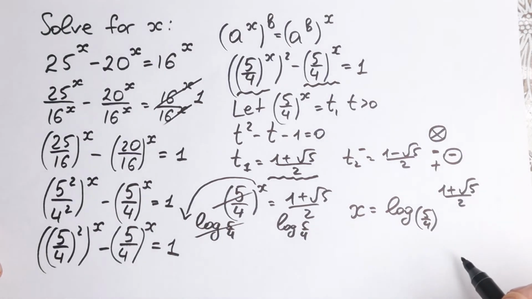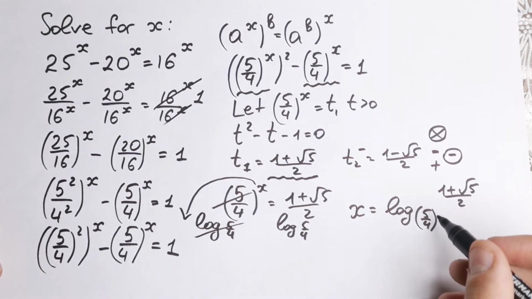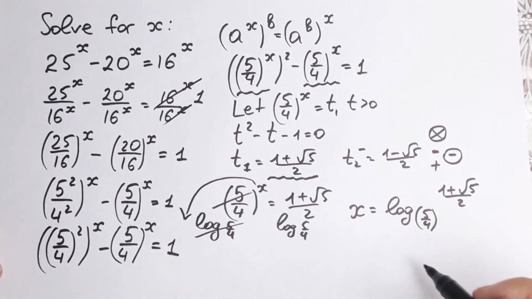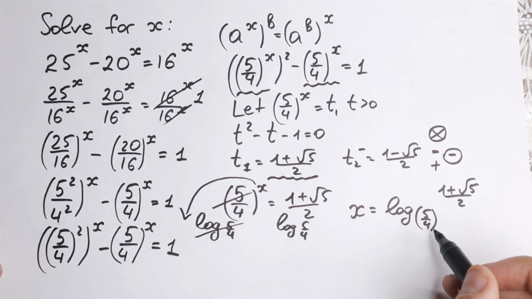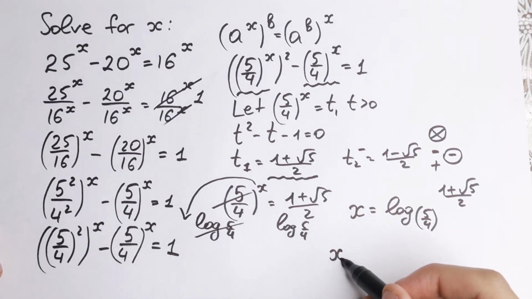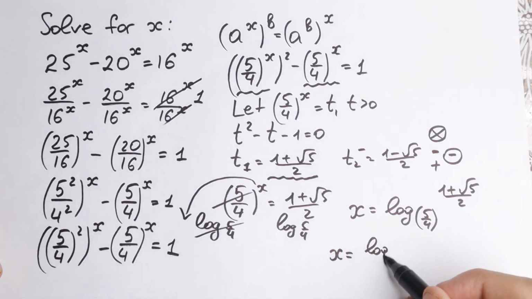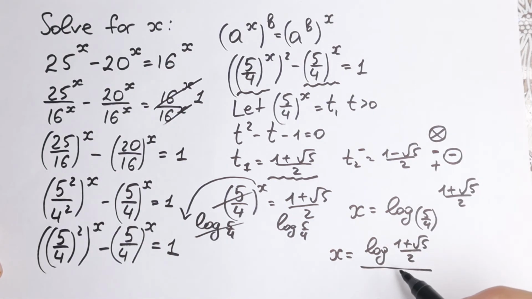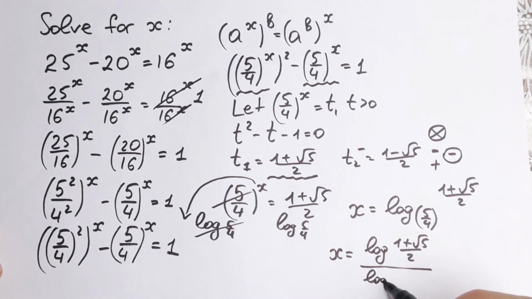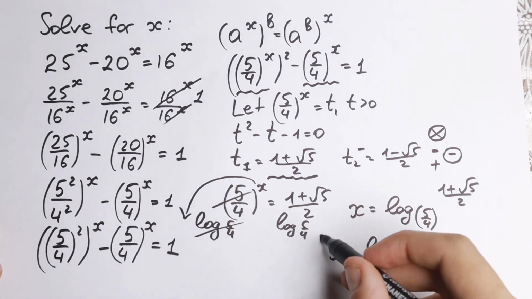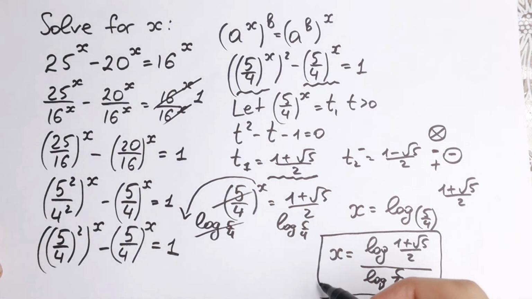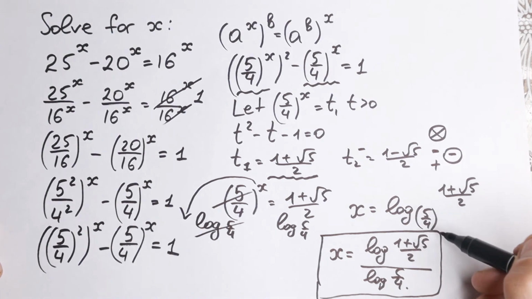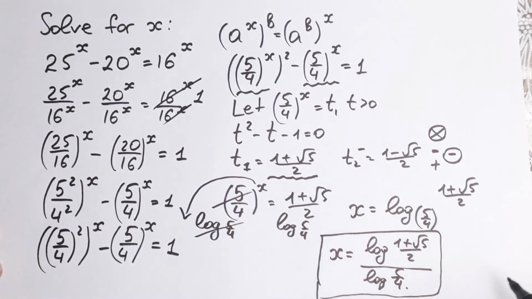This is our solution. Of course we can write it in another way, because this is not a traditional way. How can we write it? We prefer to write this with a denominator, so we can write it as x equal to log of 1 plus square root of 5 over 2, all over log of 5 fourths. This is the solution that we prefer, I guess, so a lot of students prefer this solution, not this. They don't like this base 5 over 4, they like base 10, for example, or it does not matter which base. So this is our answer.